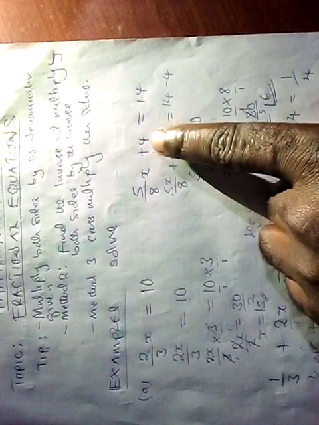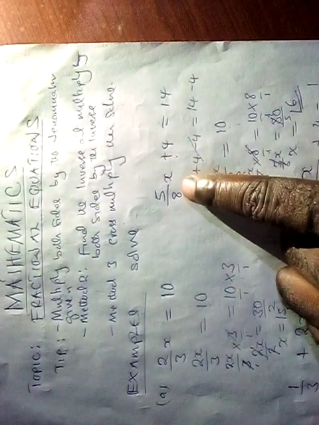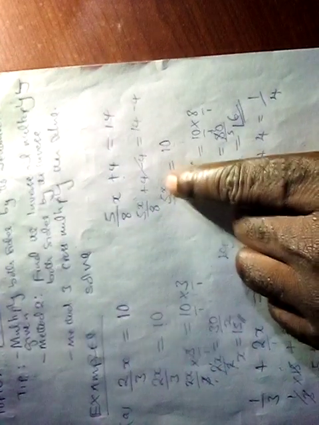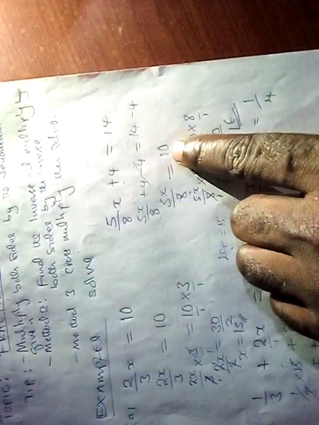There is an exception to this. When you see an equation like this, first solve for this, remove this, then that's when you can apply the inverse rule or cross multiplication. So don't go straight and start cross multiplying. Here there is addition, so remove this first, then at this stage 5x over 8 is equal to 10. That's where you can cross multiply or find the inverse.